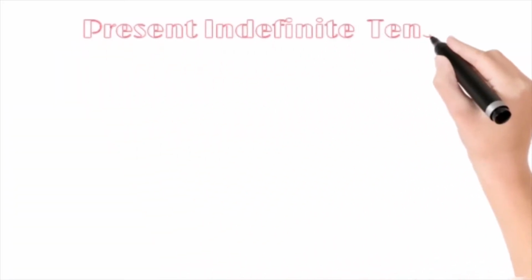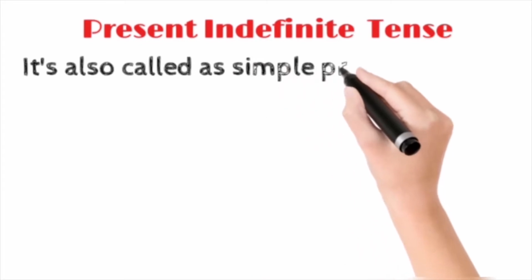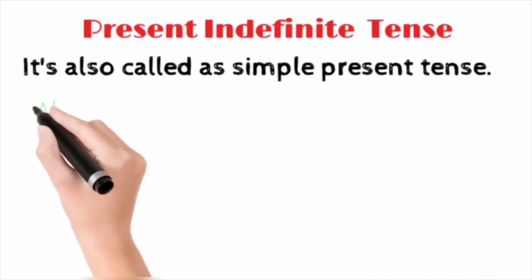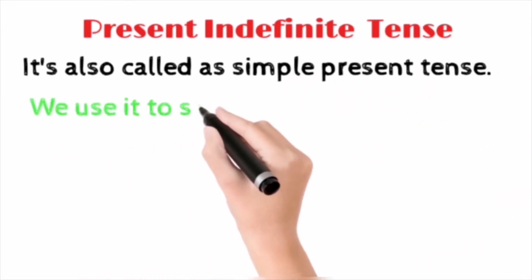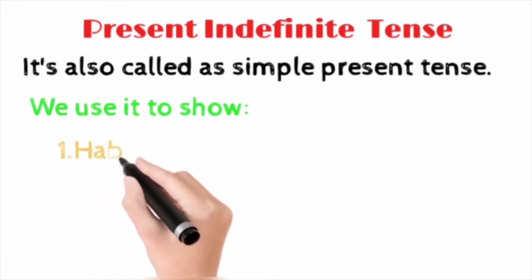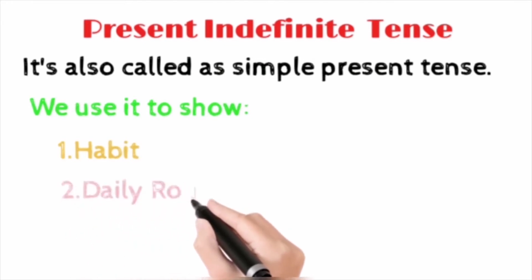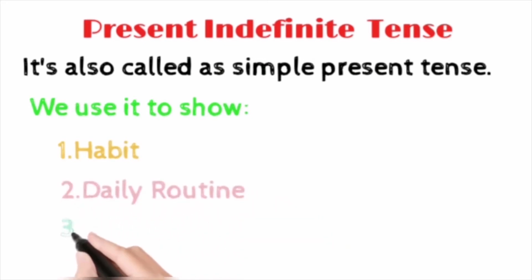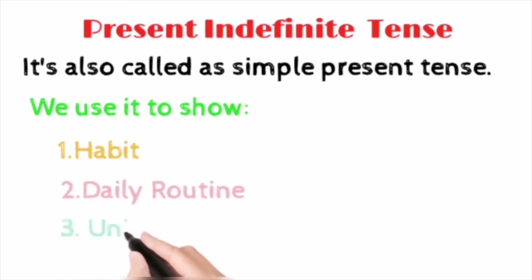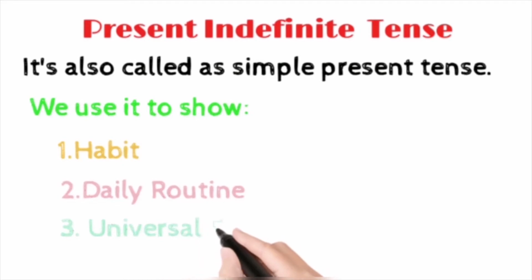Present indefinite tense. It's also called simple present tense. It's among the 12 tenses. We use it to show: number one, habit. Number two, daily routine. And the last one, number three, is universal fact.